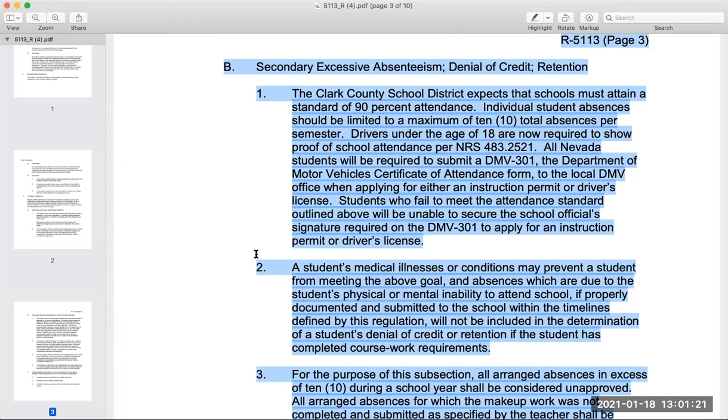Students who fail to meet the attendance standard outlined above will be unable to secure the school official's signature required on the DMV 301 to apply for an instruction permit or driver's license. 2. A student's medical illnesses or conditions may prevent a student from meeting the above goal, and absences which are due to the student's physical or mental inability to attend school, if properly documented and submitted to the school within the timelines defined by this regulation, will not be included in the determination of a student's denial of credit or retention if the student has completed coursework requirements.